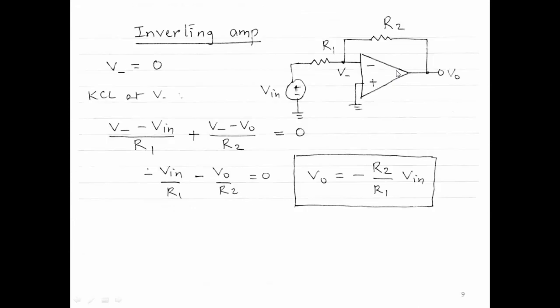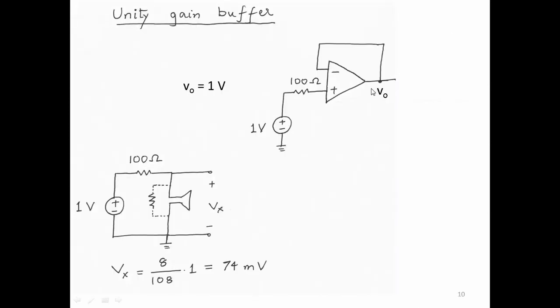Okay, let's look at the next circuit. Let us look at this circuit. So we have connected the output to the negative input directly of the op-amp, basically shorted the two. And at the input, we have a voltage source, and that voltage source has some source resistance, 100 ohms, that's connected to the positive terminal. The question we ask is, how much is VO?